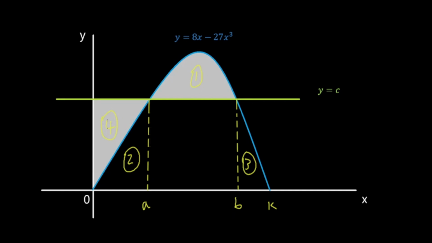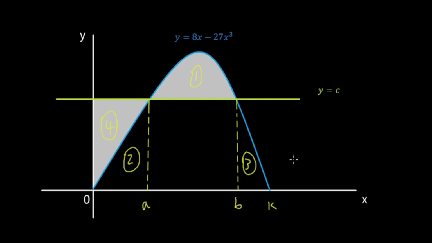Now, how do we get area 4? It's also easy, because it's the total area here, which is the area of the rectangle, subtract area 2, which is the area under this cubic function from 0 to a. Now we get area 4.